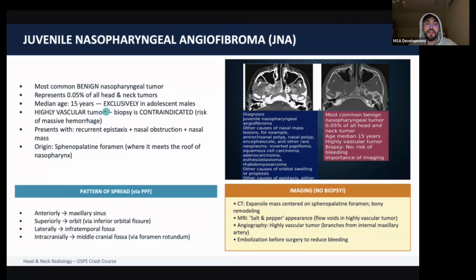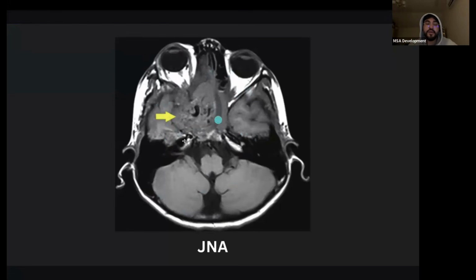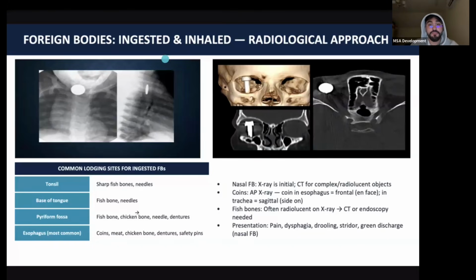Now, if you look here, this is how a juvenile nasopharyngeal angiofibroma is going to look. Okay, literally, you have the sphenopalatine foramen somewhere here, originating from there, and it penetrates all the way into the nasopharyngeal cavity. Okay, foreign bodies. Again, for foreign bodies, you'll do an X-ray. Okay, and basically, this slide is just to show you how they will look on an X-ray, and where they would be commonly lodged.